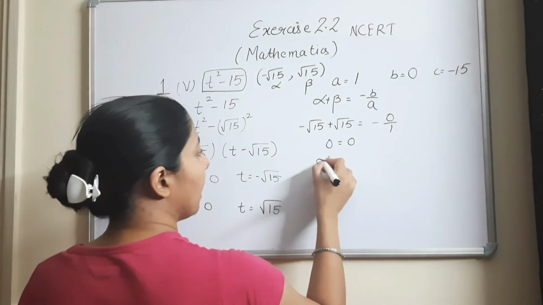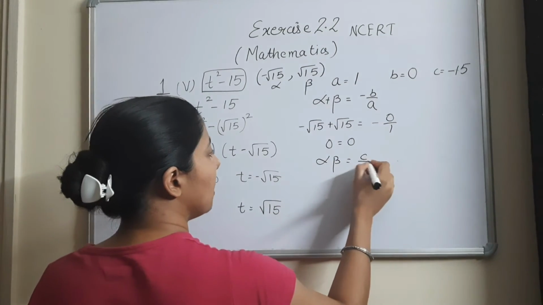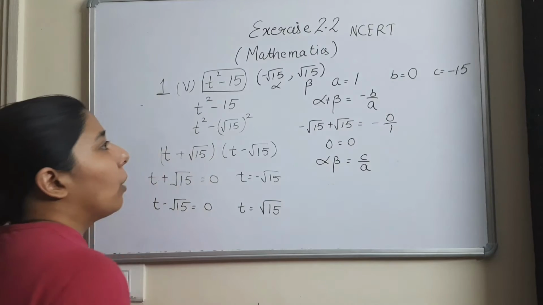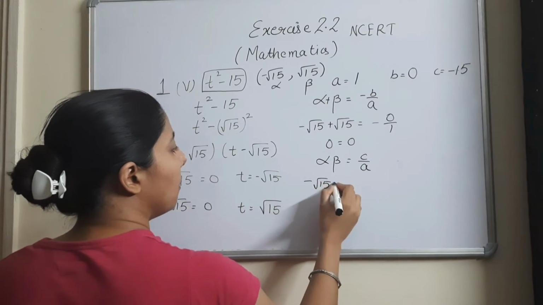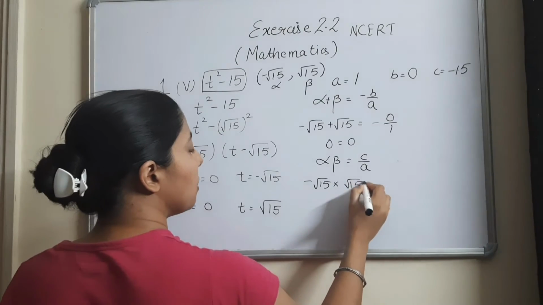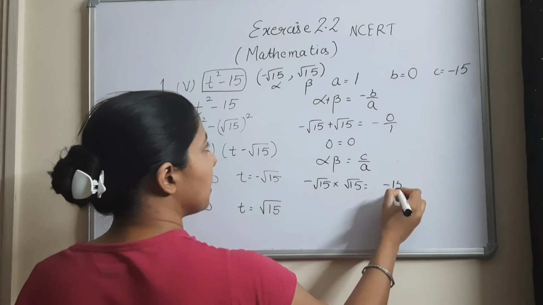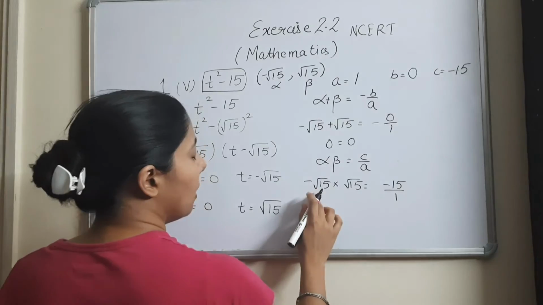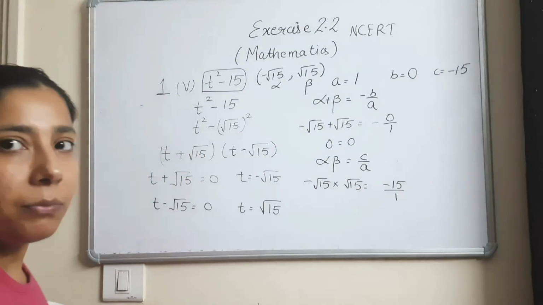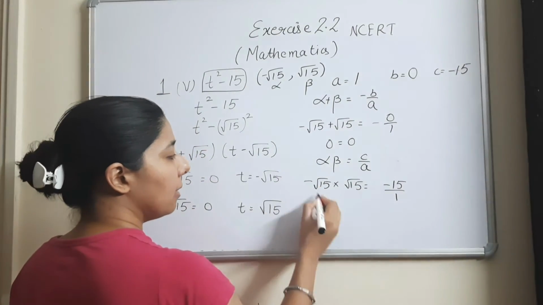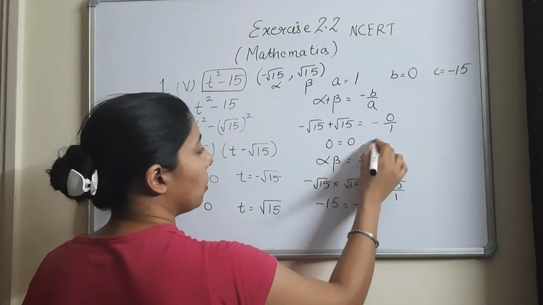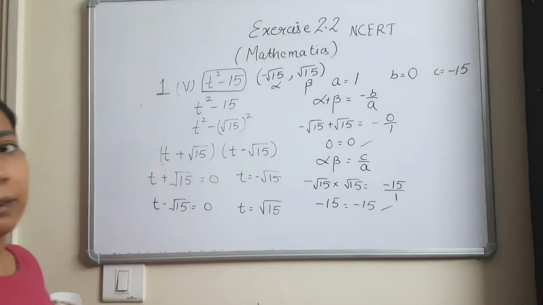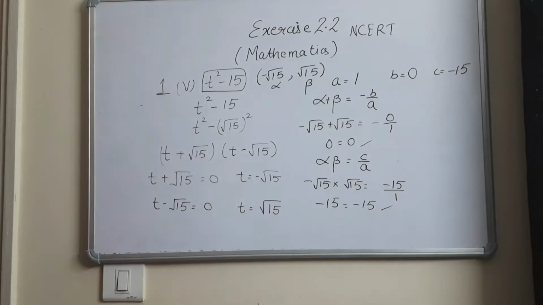Now next we will take alpha into beta, that is equal to c by a. Alpha here is minus root 15 multiplied by root 15 is equal to, what is c? Minus 15. What is a? That is 1. Root 15 into root 15 is 15. So here is the minus sign. So we will write minus 15 is equal to minus 15. So both the steps are verified here. Note down the solution of part 5 of question number 1.